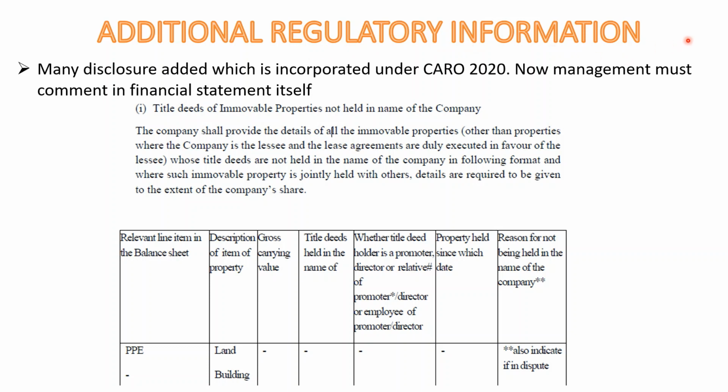Now management has to comment on a few of the CARO 2020 points in the financial statement itself. First disclosure is regarding title deeds not in the name of the company. This has to be disclosed in this format. In case of jointly held immovable property, disclosure should be to the extent of the company's share.